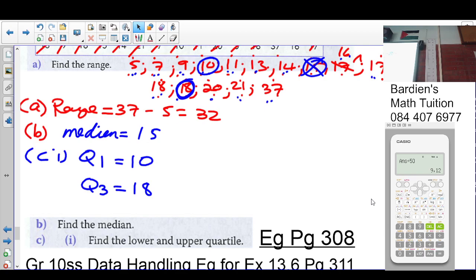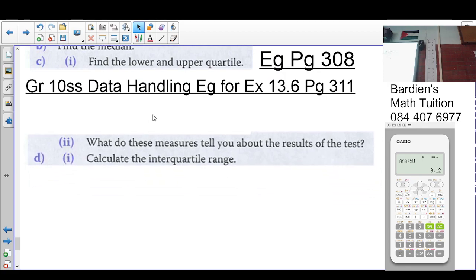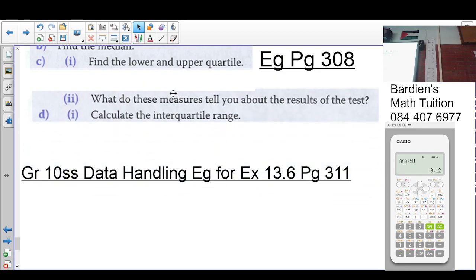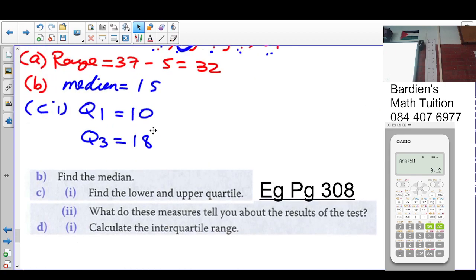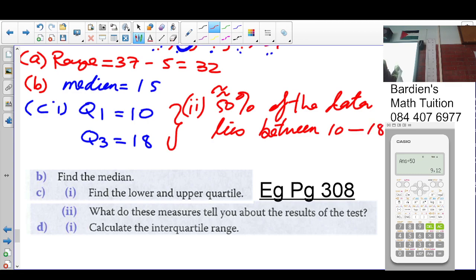You guys understand? Then the question says, what does the measure tell us about the result of this test? If you look at this, what does this tell us? That approximately 50% of the data lies between or on 10 to 18. Can you see that, people?